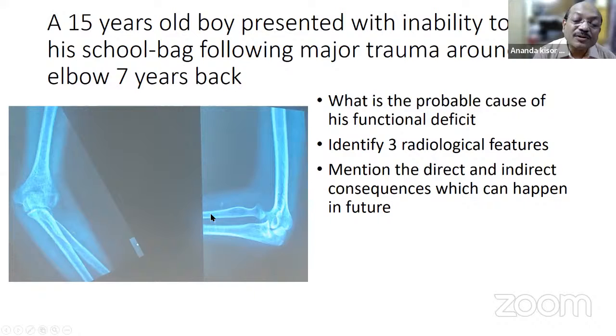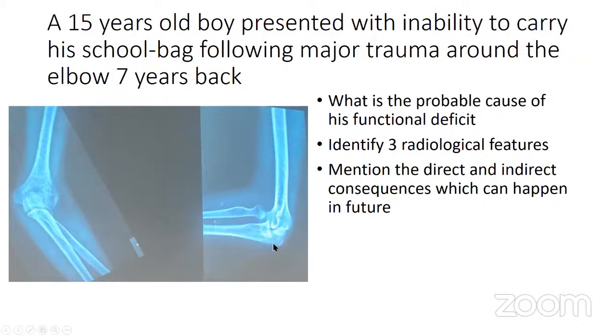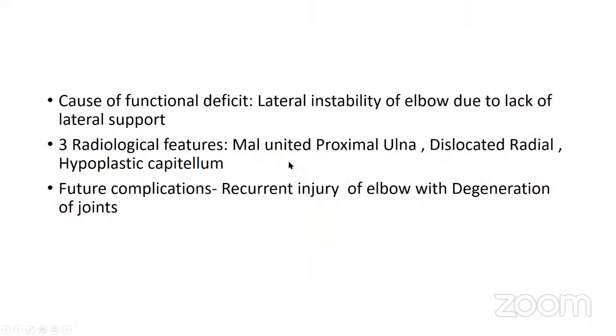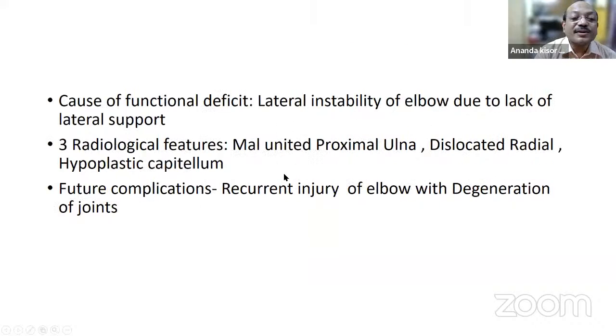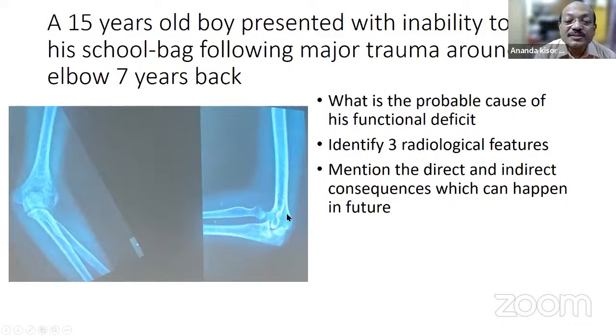Another question: identify the 3 radiological features. One radiological feature I already told: the line along the long axis of the radius should cross the capitulum. Here it is abnormal. Next is the ulna, see this line. So this is the malunited proximal ulna, the dislocated radial head, and another important one is the capitulum. Normally it should be dome shaped. It is also abnormal.